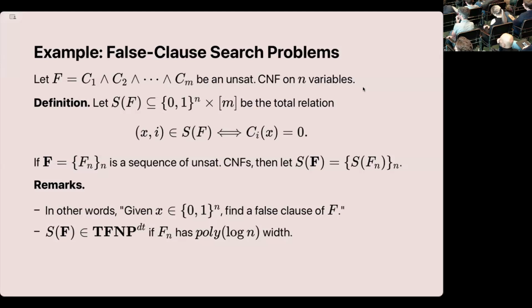If they have polylog n width, then that puts an upper bound on how big they're going to be. There are only going to be at most quasi-polynomially many different solutions. Does that answer your question? But you said it is polynomial though. Yeah, that was a typo. It should have been quasi-polynomial.